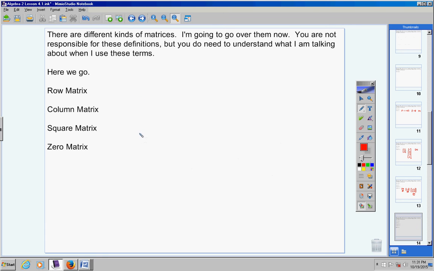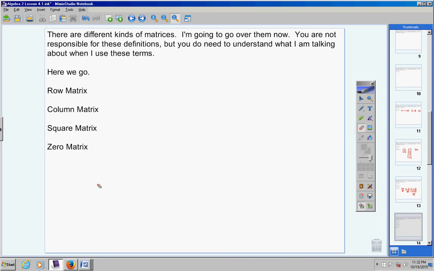Now a zero matrix, okay? Let's talk about this for a second. A zero matrix is a matrix whose entries or elements are all zeros. So this would be a 0 matrix. This would be a 0 matrix. This would be a 0 matrix. I mean, it doesn't matter, guys. It doesn't matter how many rows. It doesn't matter how many columns. A 0 matrix is a matrix in which every single entry and element is 0.